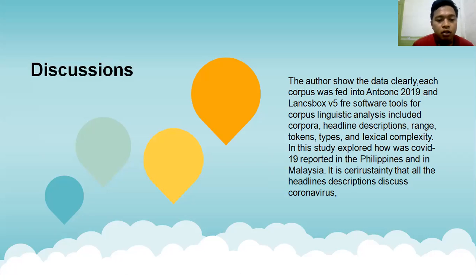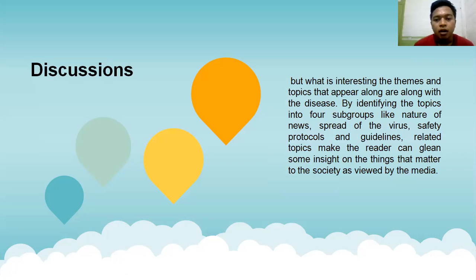I think the author analyzed a reference corpus of the English language to surface keywords. The author has a strong foundation to identify how the keywords are used in context with concordance tools. What is interesting are the themes and topics that appear along with the disease, identified into 4 subgroups like nature of news, spread of the virus, safety protocol and guidelines. Related topics let the reader glean some insight into the things that matter to society as viewed in the media.